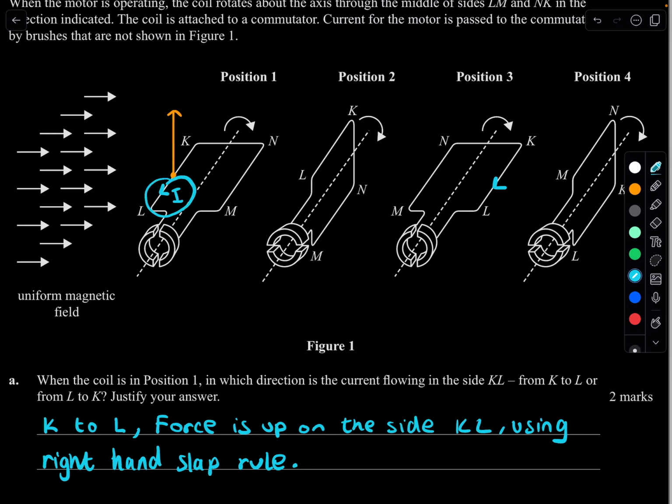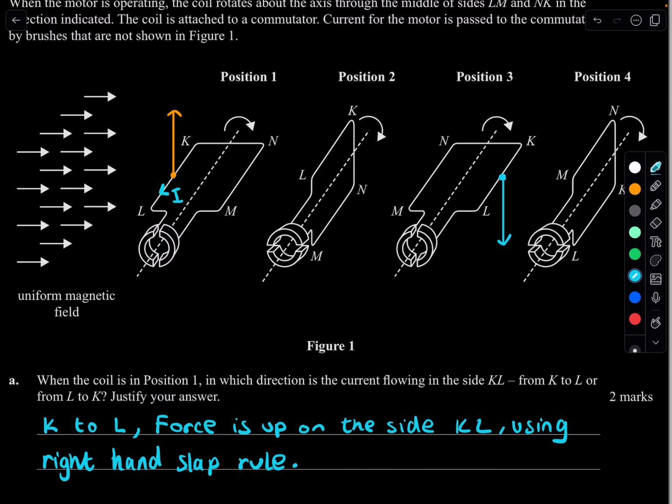So on this side KL, we knew that initially the current was going this way, from this. But now it's going to go the opposite way because it's rotated 180 degrees. So it should go to the side L to K. Now, we can also make sure, we are 100% sure about this. So basically, one way to also do this is it's still rotating clockwise. So the force on KL on this side has to be going down.